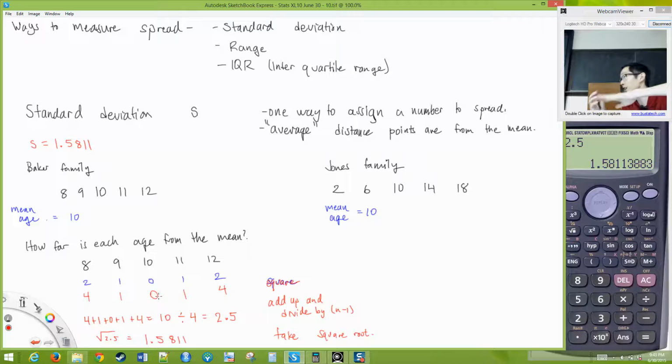Okay, so it's like taking the average where you add them up and you divide by how many you have, but you're using n minus 1 rather than n itself. Okay, so let me just list off the steps on the next page. I'll also write out the formula, and then we'll work through finding the standard deviation for the Jones family.